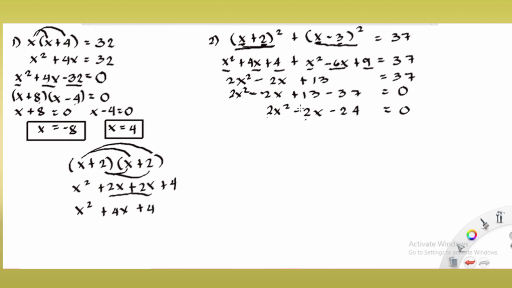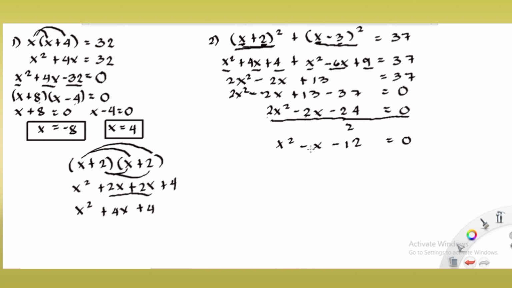Pwede natin itong isimplify para lumiit yung kanyang value. So, we will divide the whole equation by 2. So, this will become 2 divided by 2, x squared na lang. Negative 2x divided by 2 is negative x. Negative 24 divided by 2 is negative 12. And then equals 0, since 0 divided by any number is still 0. So this is now a quadratic equation.